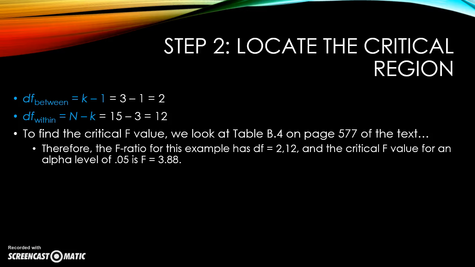It's a table. At the top, you will find the DF between number, and on the side, you'll find the DF within number. Match those up, and you find the critical F value for an alpha level of 0.05 is 3.88 for these degrees of freedom. So 3.88 would be our critical region, and you'll find out how that affects the example in the last slide.